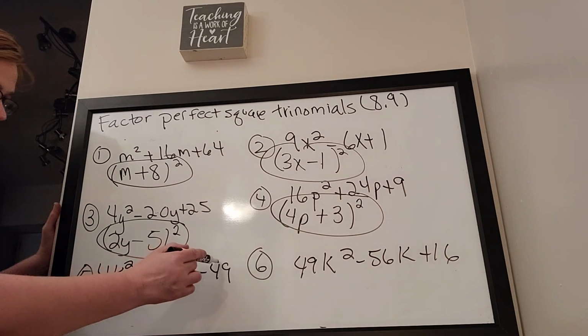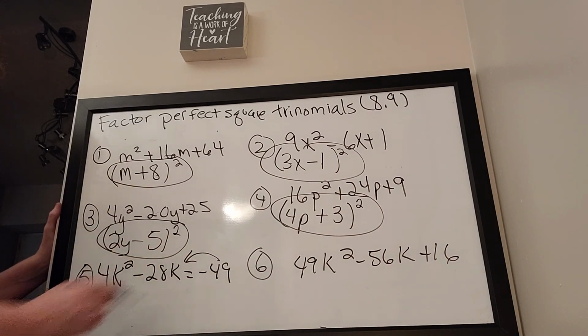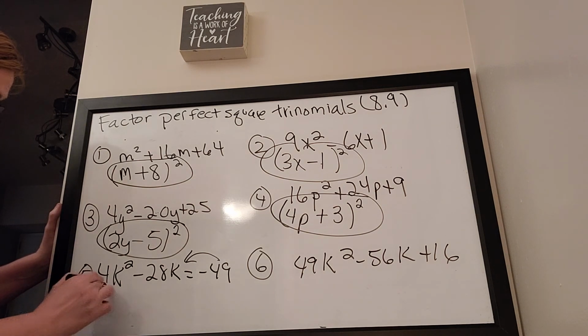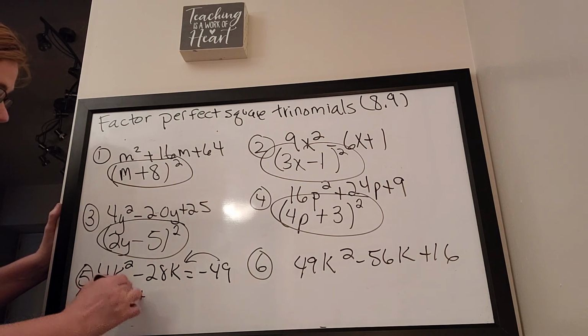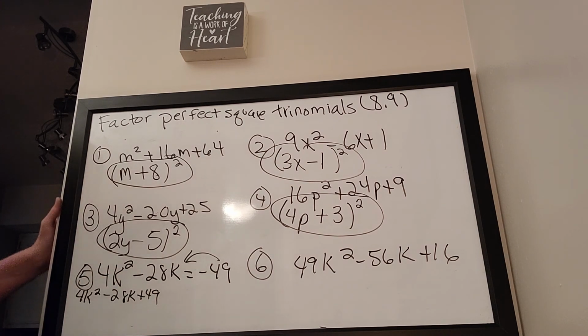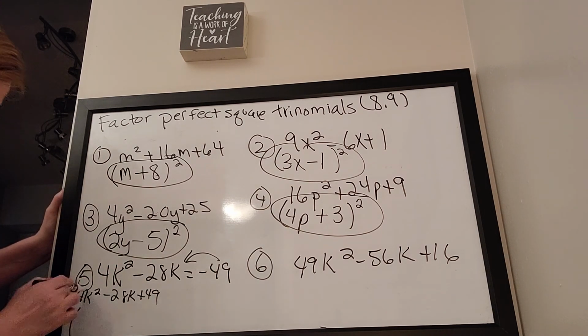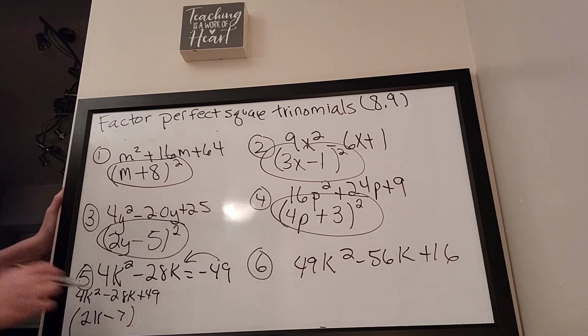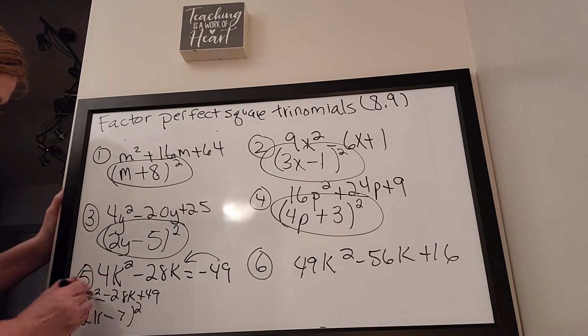This one we have to put into standard form first. So add 49 to both sides. So we get 4k squared minus 28k plus 49. This is going to be a minus. Square root of 4k squared is 2k. The square root of 49 is 7. 2k times 7 is 14k times 2 is 28k, so that works with the squared sign.